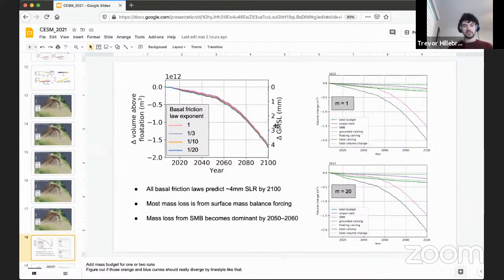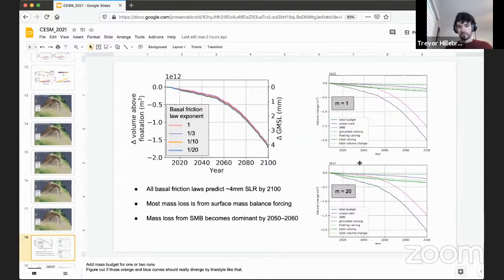But if we look at this in terms of the amount of volume lost over the century and the equivalent amount of sea level rise, we see that there's some decent spread over the first half of the century, but by the end of the century, these all agree pretty closely on about 4 millimeters of sea level rise by 2100 for all choices of basal friction law.